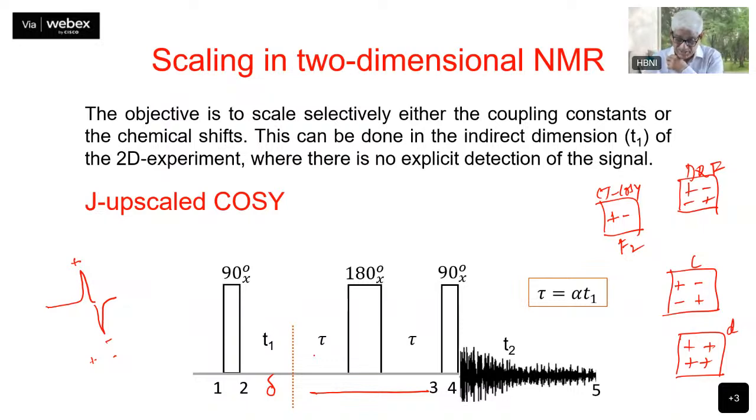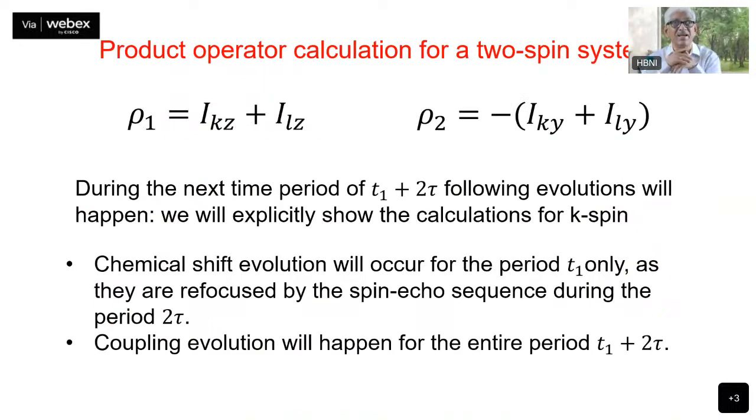Now the tau is adjusted to be proportional to t1. It is tau equal to alpha times t1, which means as we increment the t1, this tau also gets incremented. So from experiment to experiment, when you are performing different experiments, tau also keeps changing. As you change t1, the tau also changes. And that is how you will achieve the scaling of the coupling constants. Let's see in the next slide how it happens.